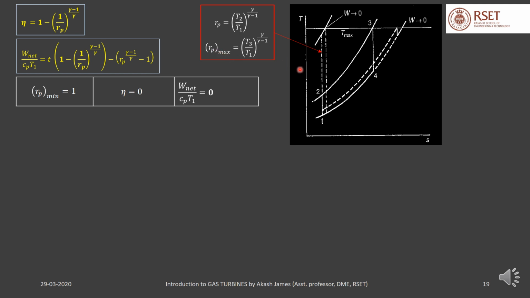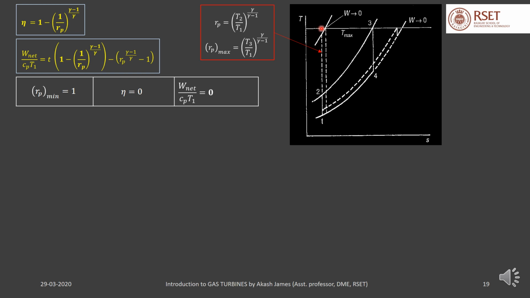Now if you increase the pressure ratio further, the temperature after compression will be greater, which is not permissible. Now when the pressure ratio is maximum, the states 2 and 3 will coincide. Why? Because we cannot add further heat. The states 2 and 3 will coincide because when you add further heat, the temperature must increase. That is not permissible.